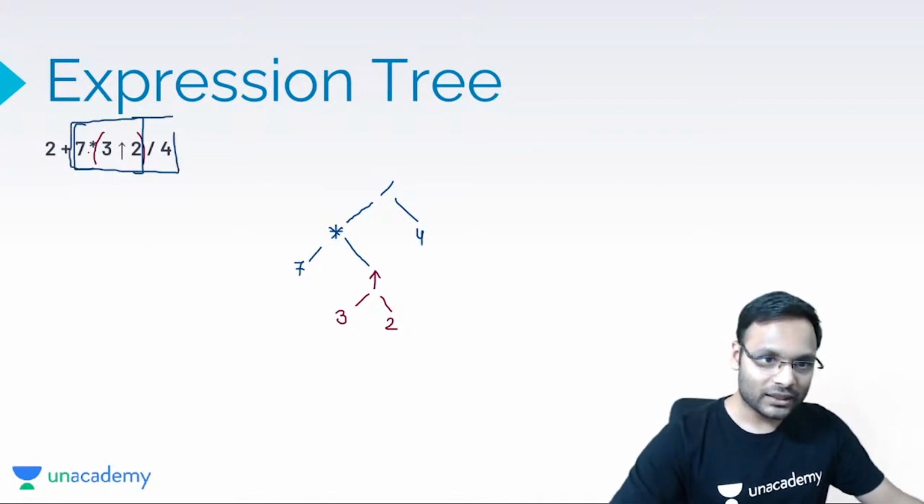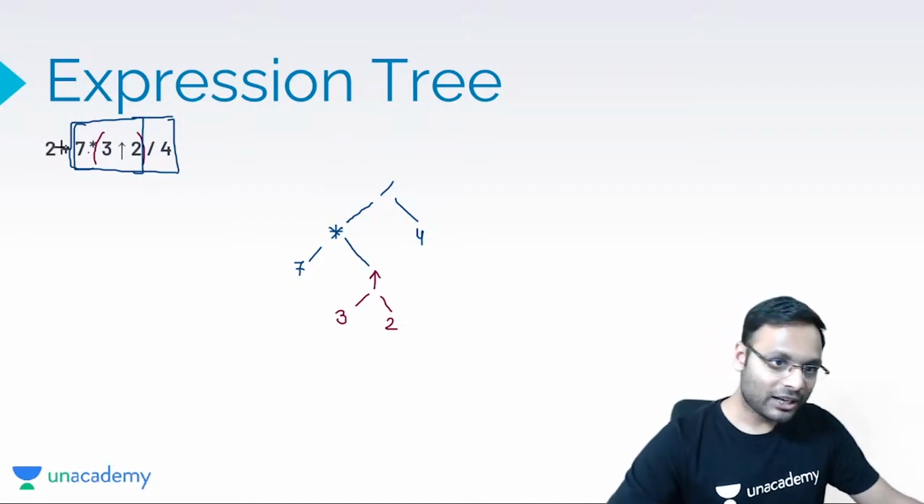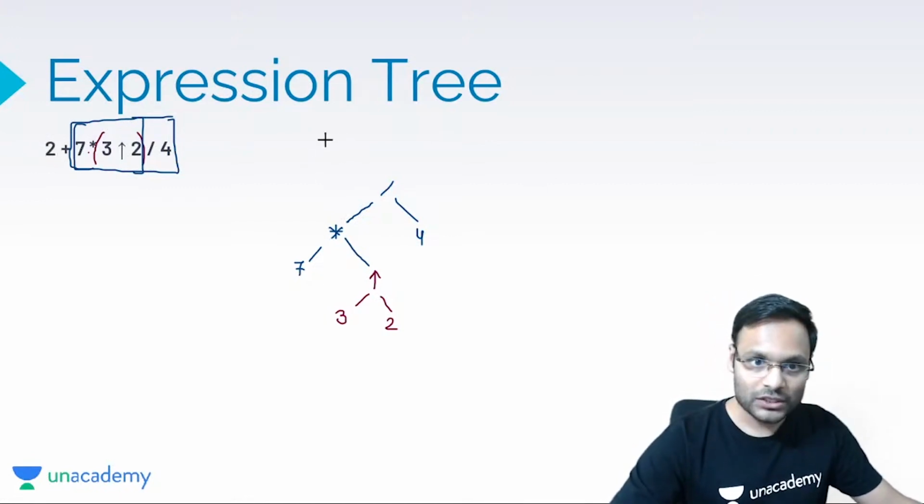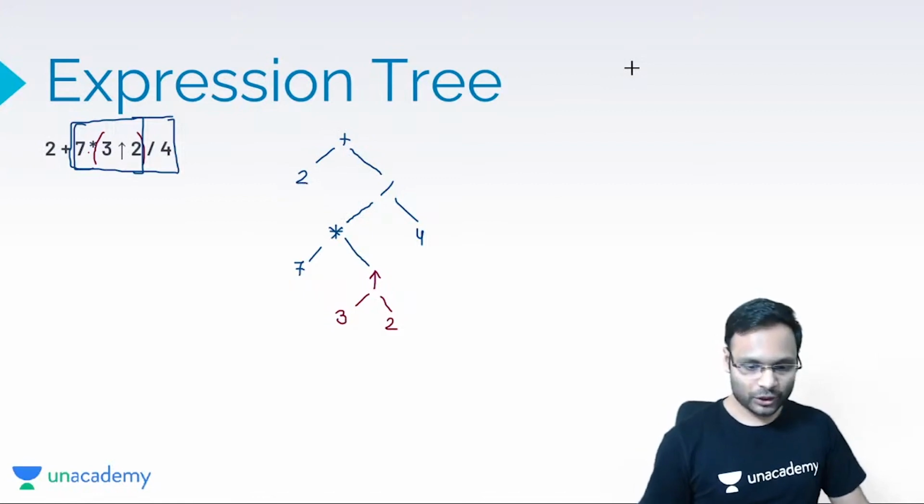Ultimately, if this much is done, addition can be solved next. For addition, the left operand is 2, and the right operand is the result of this tree. That is the expression tree of the given expression.